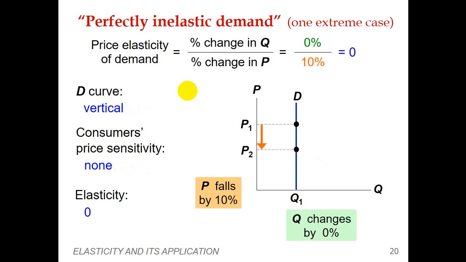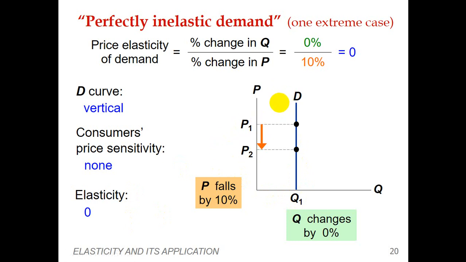In the perfectly inelastic case, if there is a change in prices, there is no change in quantity demanded. The quantity demanded remains the same. When the price is P2, the quantity demanded is the same, and even when the price is P1, the quantity demanded is the same. Suppose the quantity demanded is 100 units at P2, and at P1 the quantity demanded is 100 units.